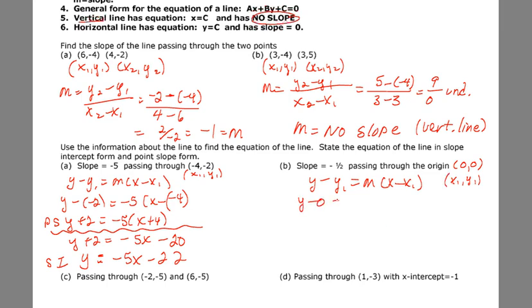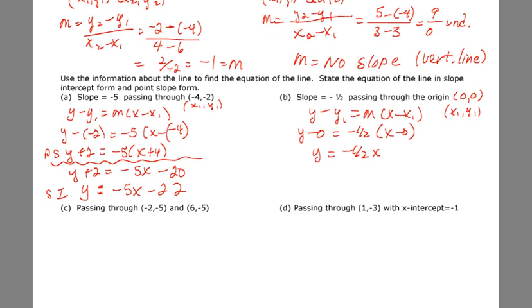So y minus 0 is equal to negative 1/2 times x minus 0. Well, this is basically y equal negative 1/2 x. When I distribute my 1/2, I'll just get a negative 1/2 x. The two zeros go away. And so basically, that's the equation of the line in both slope-intercept and point-slope form.